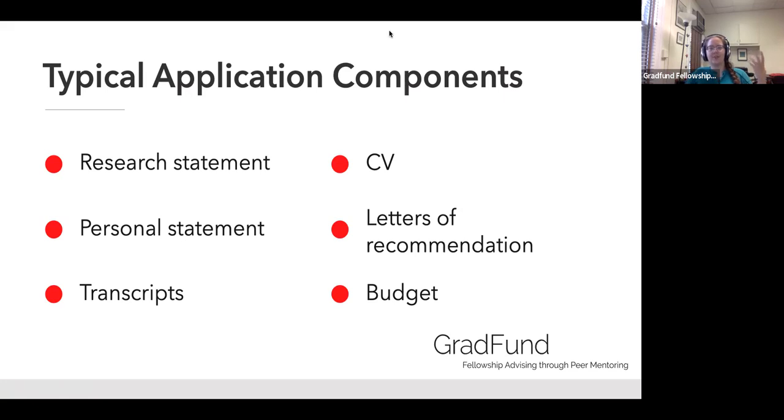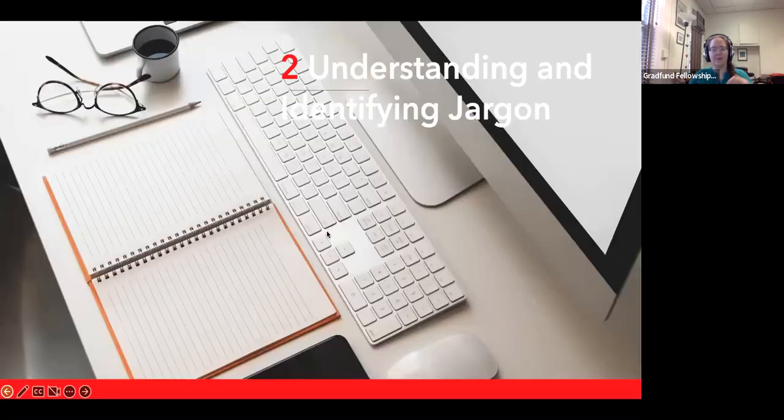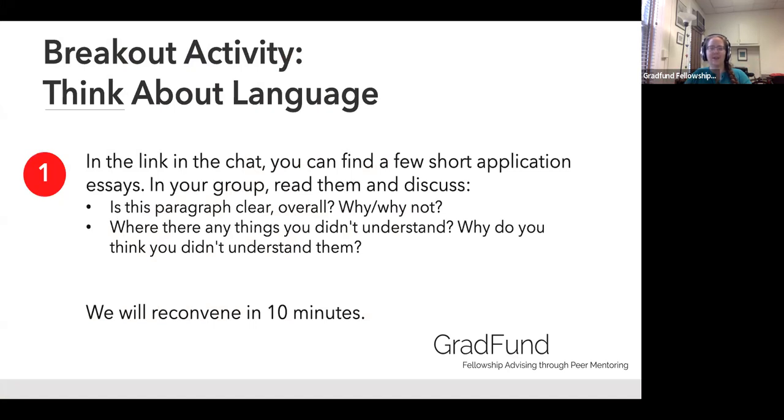So just to get us started, we're going to do an activity. Let's just shift forward to it. We're going to talk about understanding and identifying jargon. And the first thing is just learning to notice it. So we're going to start off with an activity. We are going to drop a link in the chat, which is going to have a few short application essays or little segments from essays.